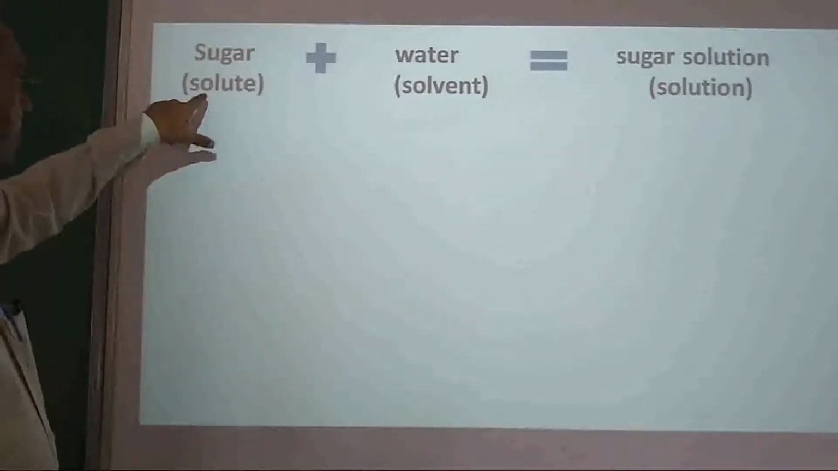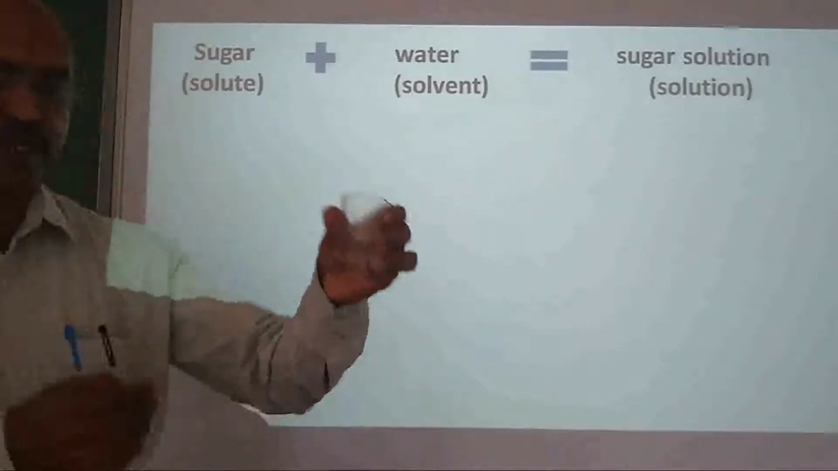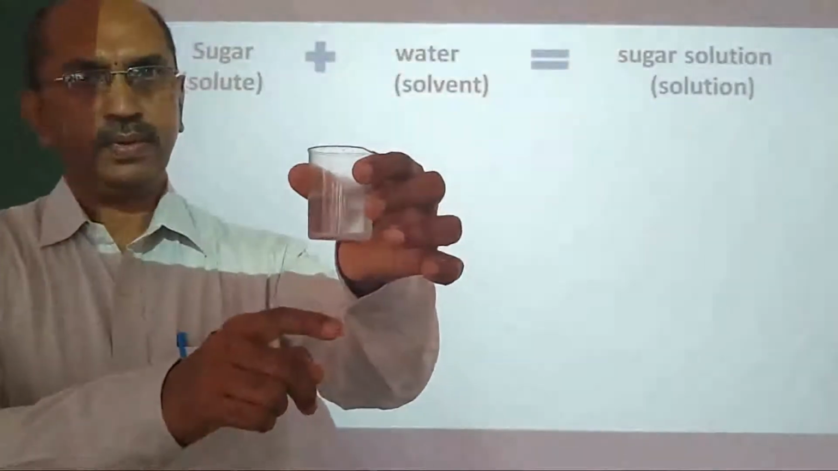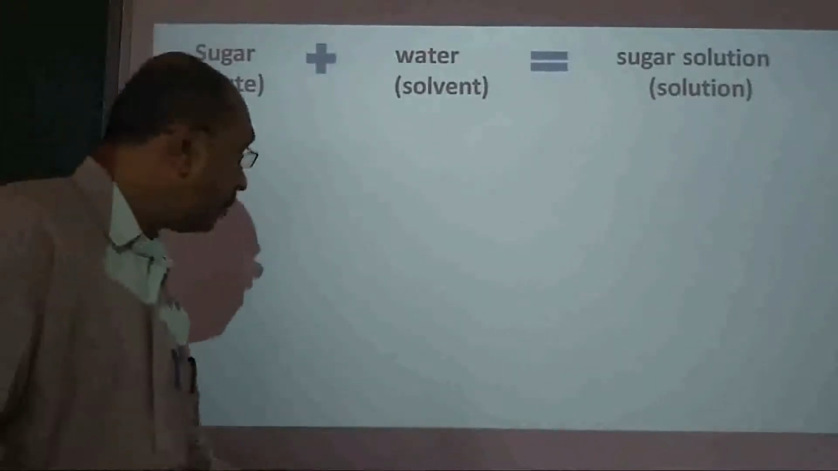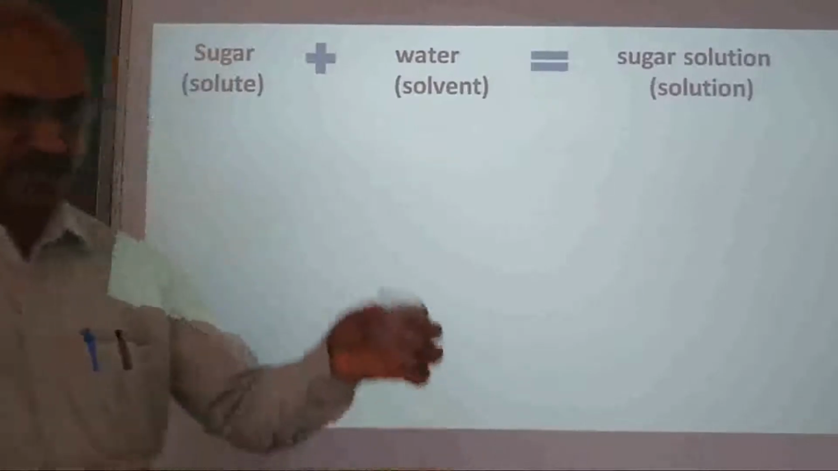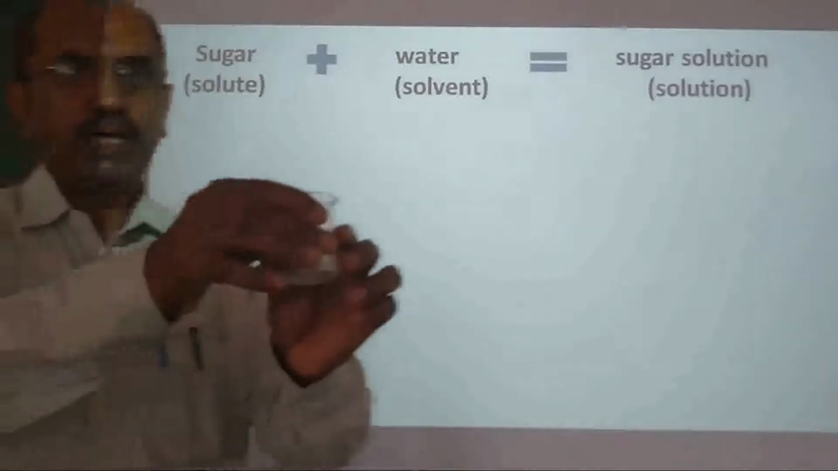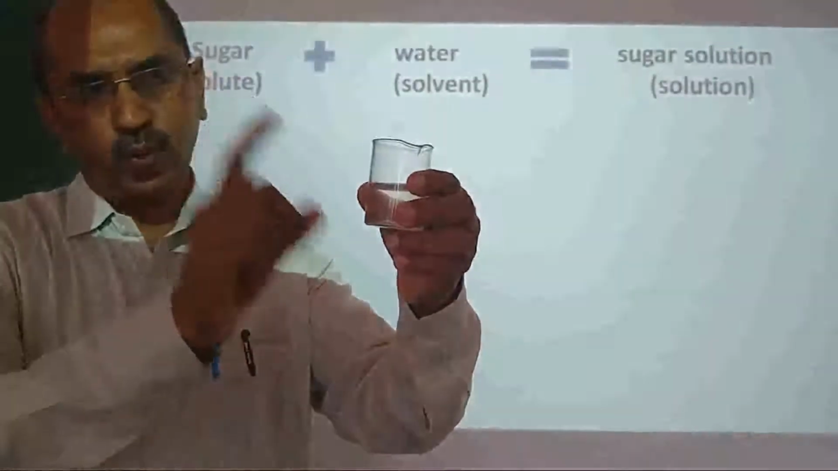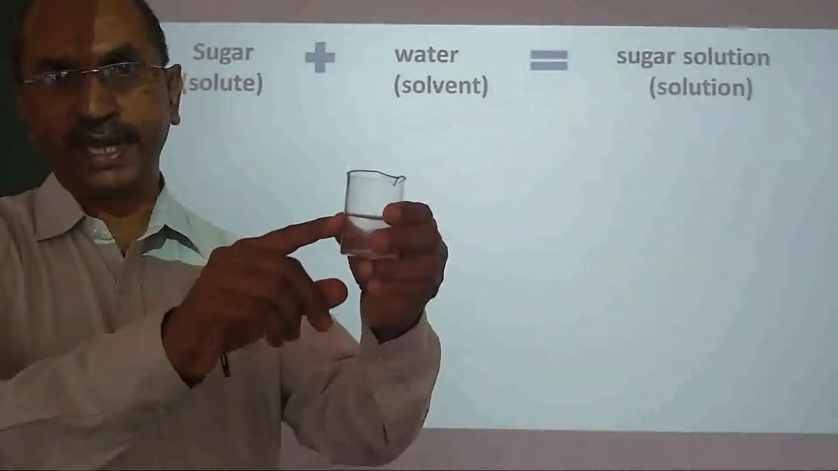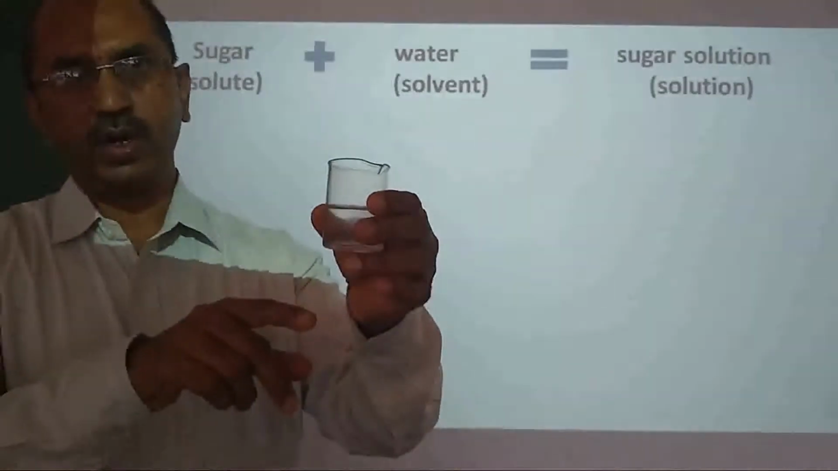What is a solute? Solute is a substance which dissolves in water, or which is in smaller quantity in a solution. That is called a solute. And water is a solvent. What is meant by solvent? Solvent is a substance that is in larger quantity. You can see in this beaker, water is in larger quantity. So water is the solvent. So solvent is nothing but the substance which is in larger quantity, which makes the solute dissolve in it. Such substances are called solvents.